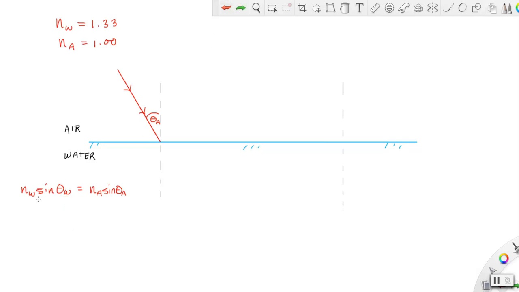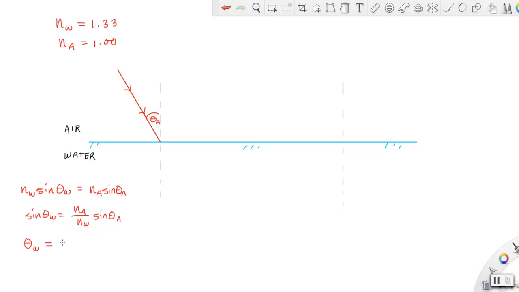So we need to separate sine of theta in water. That gives us the index of refraction in air over the index of refraction in water times the sine of the angle in air. And then that gets us one step closer. I did this a little bit differently than I did in the last problem because last time I put a bunch of numbers in, but it can be also done this way.